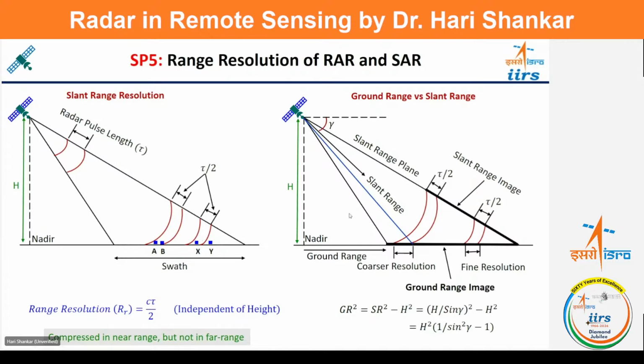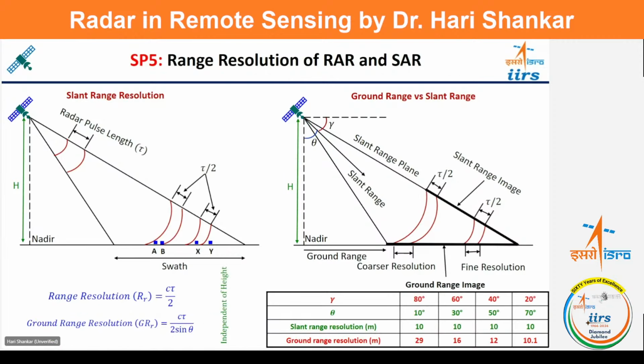And on the other side, this is the slant range resolution; if we project it along the ground range, then ground range resolution squared equals slant range resolution squared minus platform height squared. If we express the height in terms of depression angle, the equation becomes h squared times (1 upon sine squared gamma minus 1). So if you have slant range resolution images, you can convert them into ground range resolution images by applying this particular formula. So from this example, you can also see, okay.